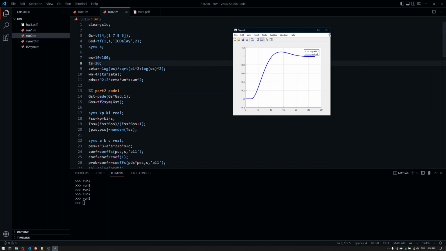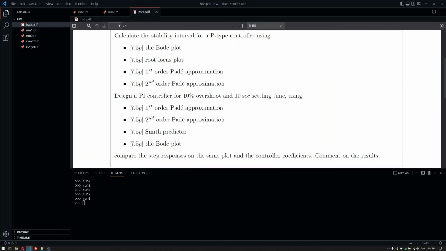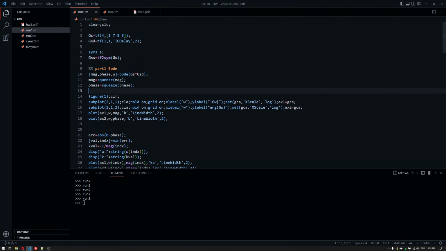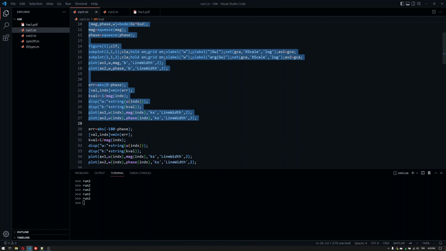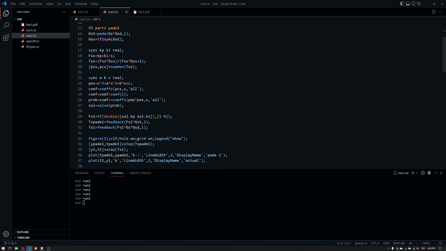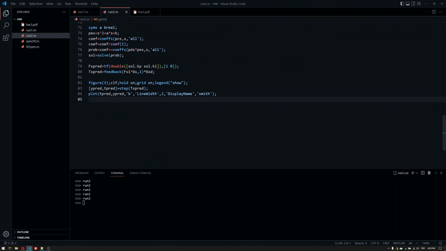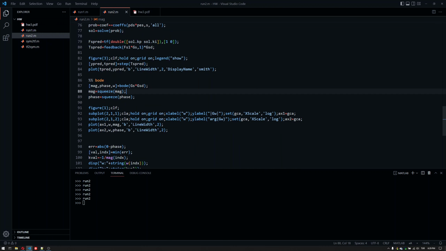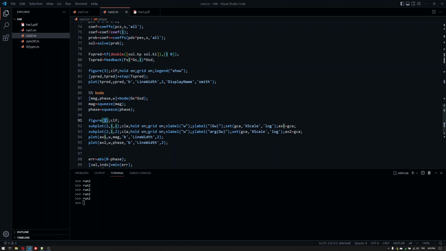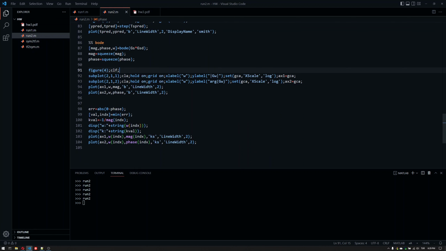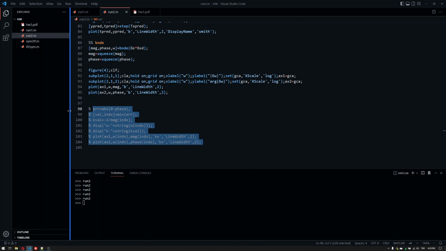Now, last but not least is to use the Bode plot in order to design this PI controller. Now, I'm going to take this part here, maybe even this part here, and a little bit of this, because I can use it. So let's come to the Bode plot. First of all, I'm going to look at the Bode plot of the original system here. Let's open up figure 4. And sorry, we have the Bode plot, and I'm going to comment this part out.